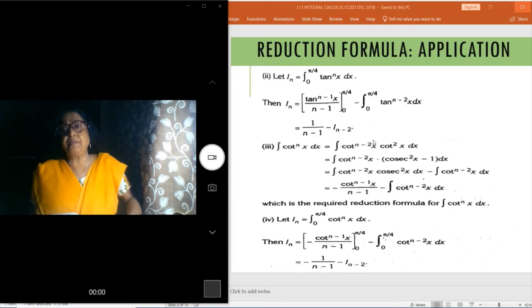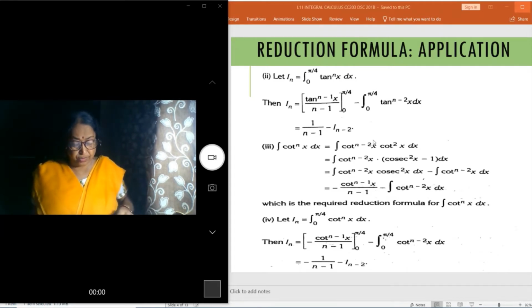So by putting the value of n given, putting these values in this equation, we can find the value. If the limit is given, we use the formula for cot to the power n x dx: 1 by n minus 1 minus I n minus 2.